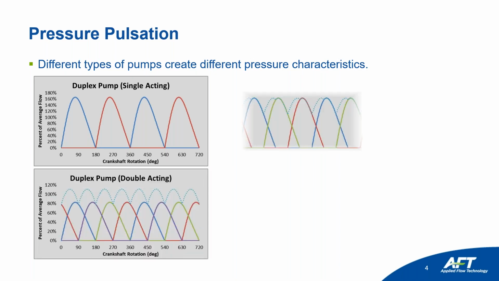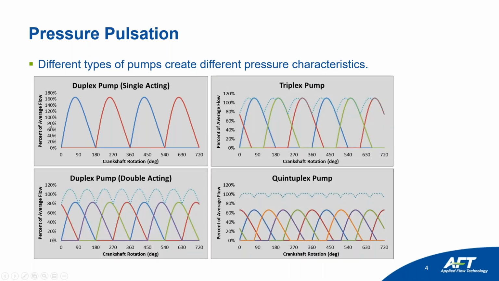Now, if we have another design, a duplex pump, double acting, we could see the fluctuation of the flow in the dotted blue line. That is less severe than the duplex pump single acting. If we continue to other designs, we get up to the quintuplex pump, where the action of 5 pistons creates a fluctuation of the flow less severe than the duplex pump double acting and the duplex pump single acting.